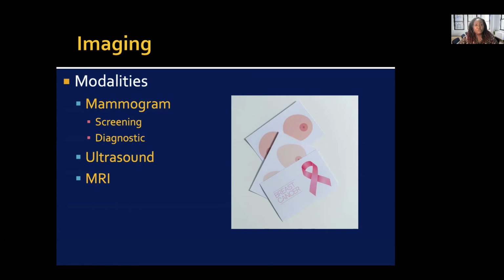Another indication for MRI at times are patients who have implants. Mammography and ultrasound can be used to evaluate the breasts in patients with implants. However, sometimes the implants can cause some artifact on that imaging, and MRI has tended to be a more common or valuable imaging modality for those patients with breast implants.